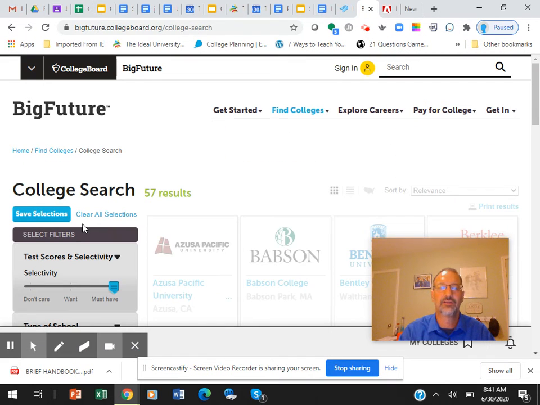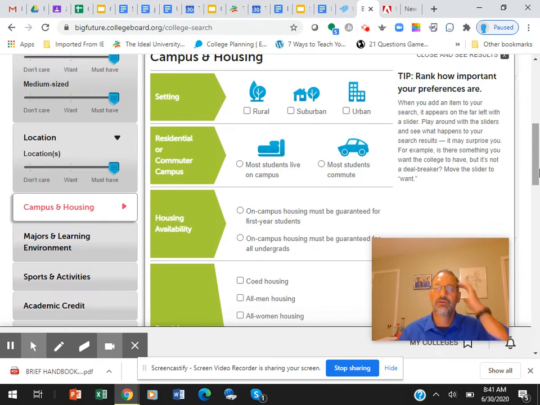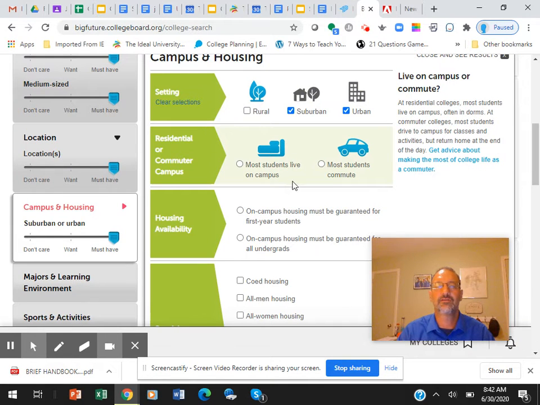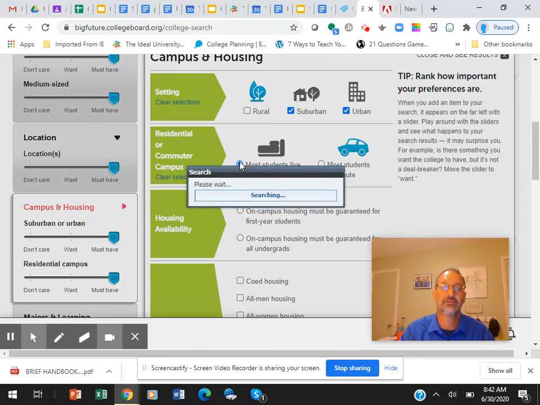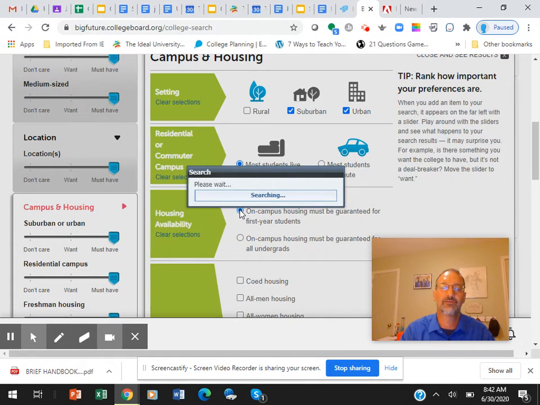Campus and housing. So there's more here that they're asking for, right? So again, do you want to be urban? So they only ask 3, right? Urban, suburban, rural. So I don't want to be in the rural area. And this is fun too because there's a difference between students on campus and commuters. So a school that's mainly a commuter school is that students are driving in to that campus and not actually living on the campus. You want to click on most students live on campus, okay? You definitely want on-campus housing for at least the first year.